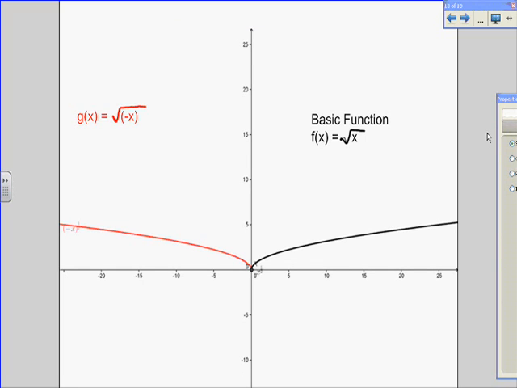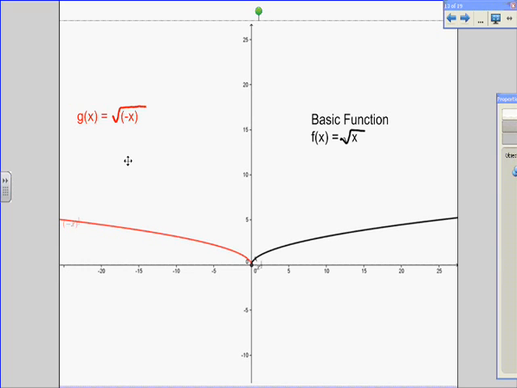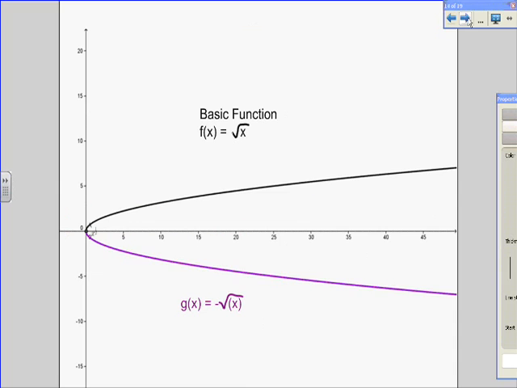So what happens if we have that negative sign under the square root? Well, it becomes reflected around the y-axis. So our red function here, g of x, is a transformed version of our function. This is our basic. We can see the difference there. There's a negative under the root sign. This is how it will change in appearance. So the red graph here represents g of x, and the black represents our basic function.